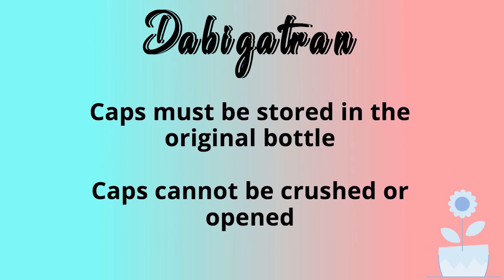A really important thing to keep in mind is that dabigatran capsules should only be dispensed and stored in the original bottle. There is a potential for product breakdown from moisture, which can result in loss of potency, which results in loss of efficacy. So always make sure that you dispense these capsules in the original bottle, and the capsules also cannot be crushed or opened. They should not be crushed or opened. This can lead to a dramatic increase in oral bioavailability, and that can increase the bleeding risk.